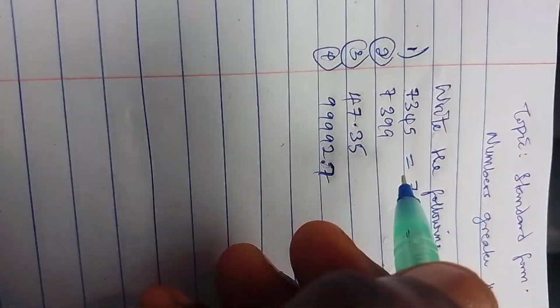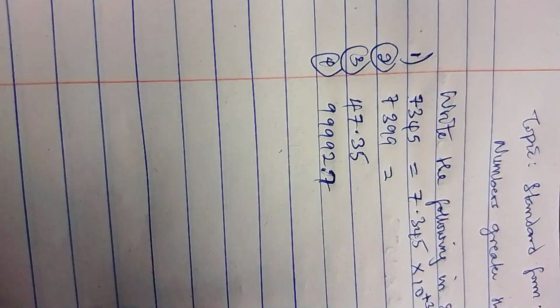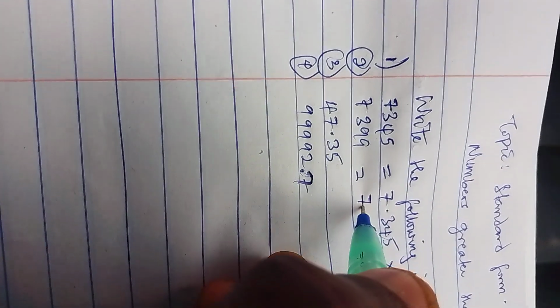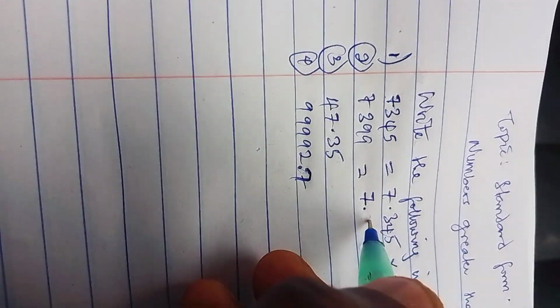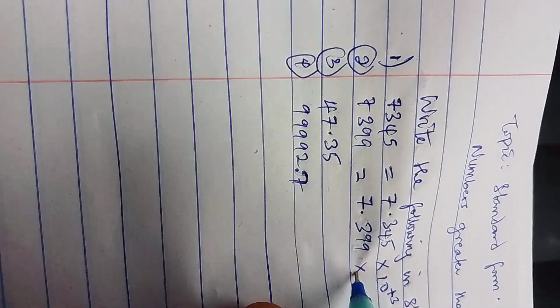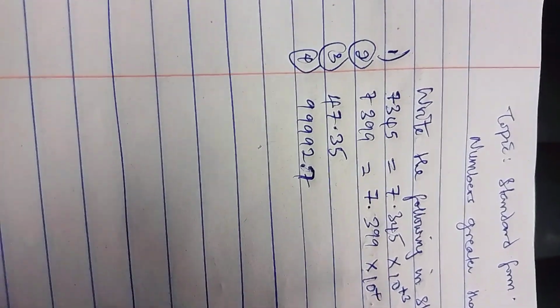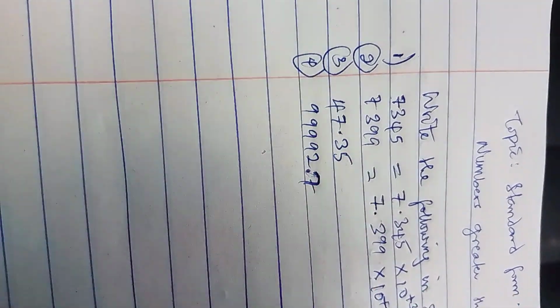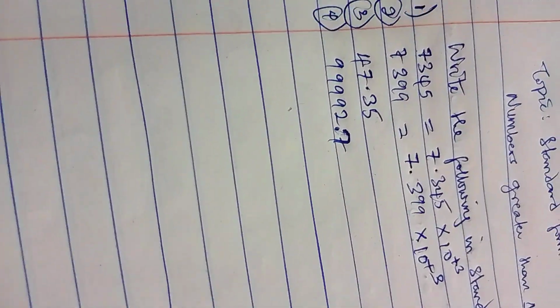The second example, I have 7399. What's the rule? Take the first number, put your decimal point, write other numbers. Introduce the multiplication sign, 10 raised to power plus what? After the first whole number, let's count: 1, 2, 3. So the answer is like this.